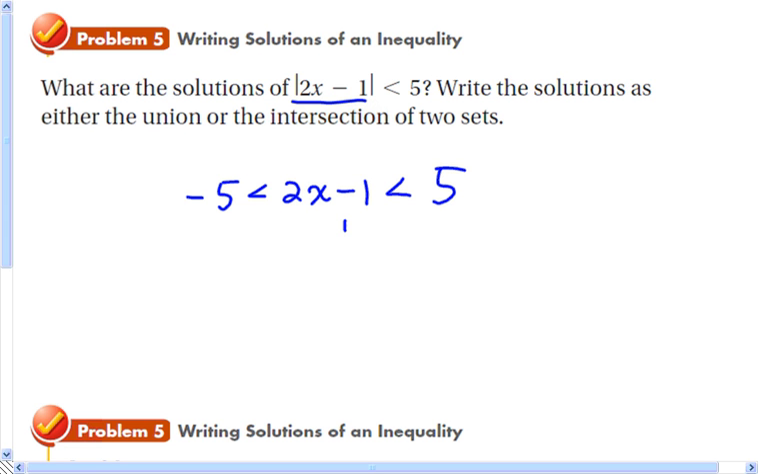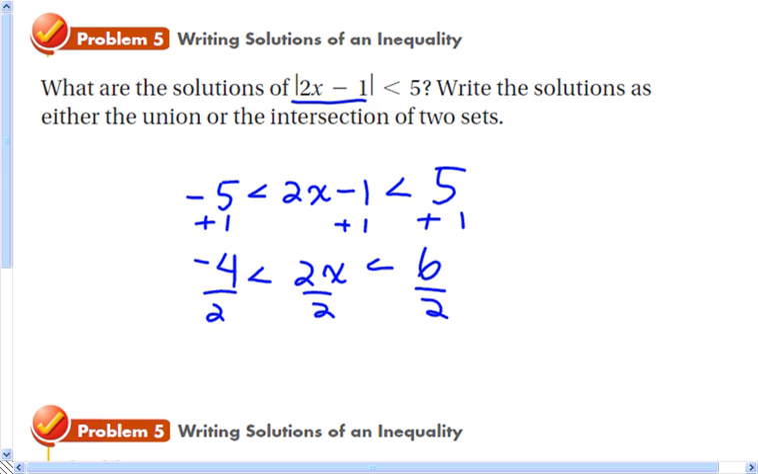So let's add 1 to everything, and we get negative 4 is less than 2x, is less than 6, and we can divide everything by 2. And we get negative 2 is less than x is less than 3. So x must be between negative 2 and 3.